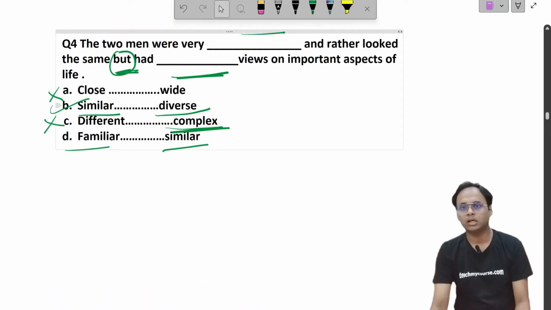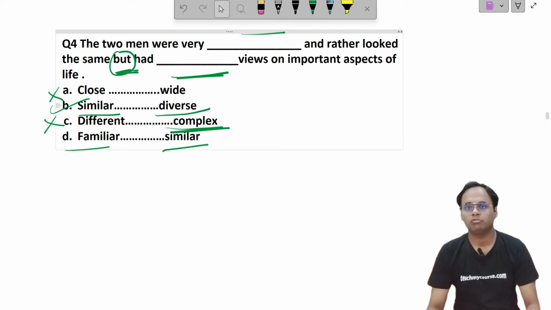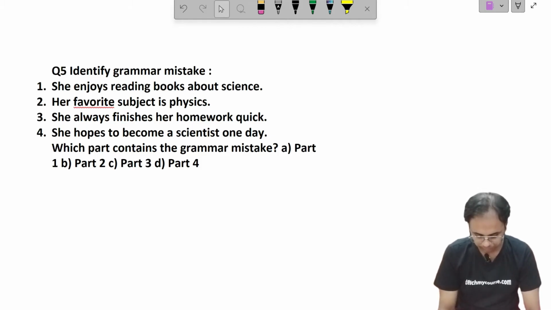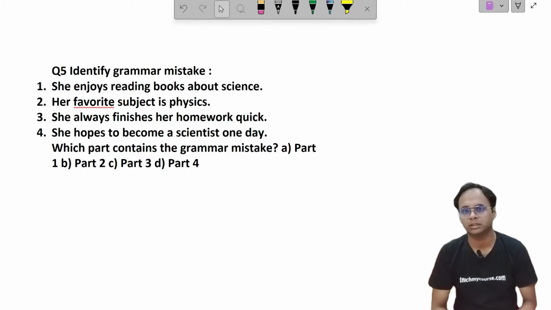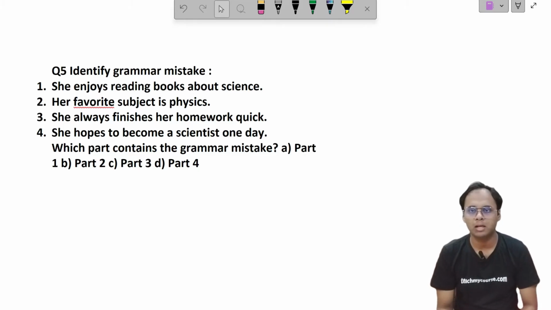So the first four questions, which are based on fill in the blanks, are over. Now we move on to the next type of questions which appear in this mock exam. Question number 5, which is identify grammar mistake. It says that she enjoys reading books about science. There are basically four sentences, four parts, and we have to identify in which part there is a grammatical mistake.